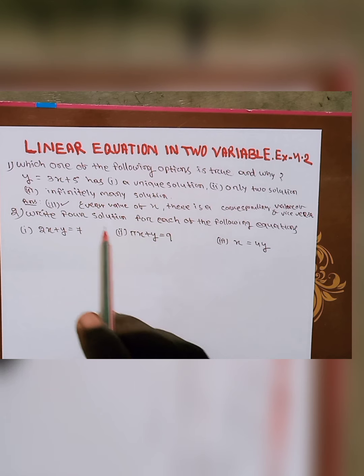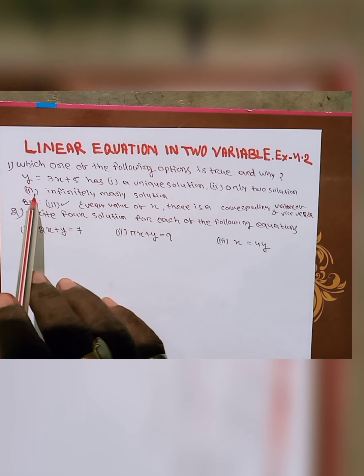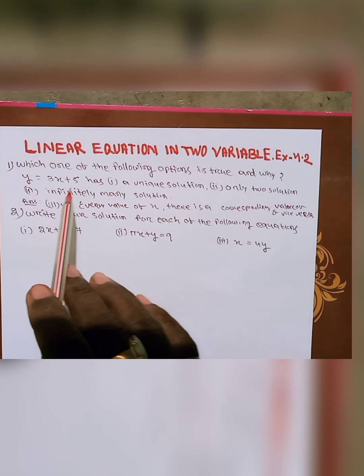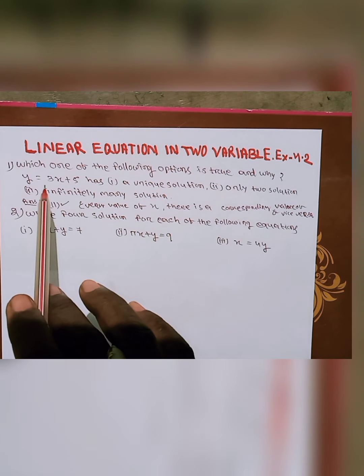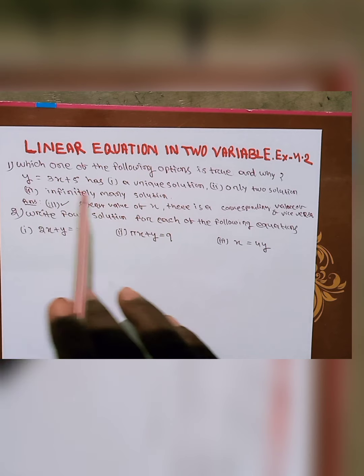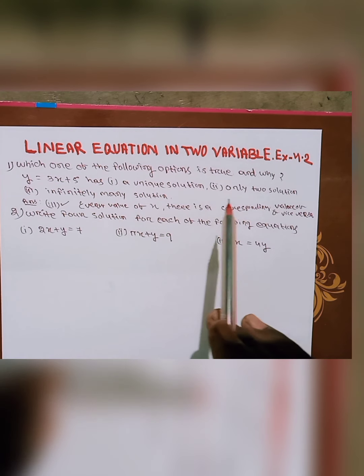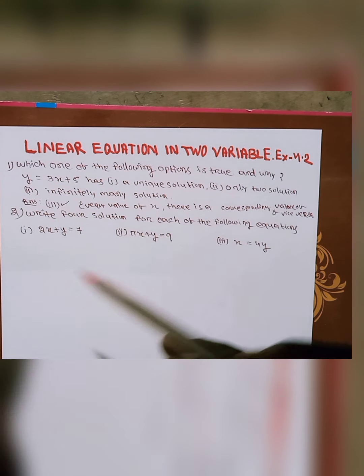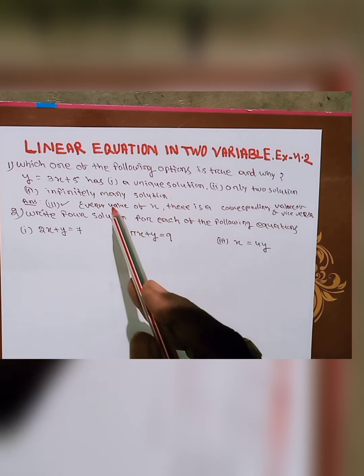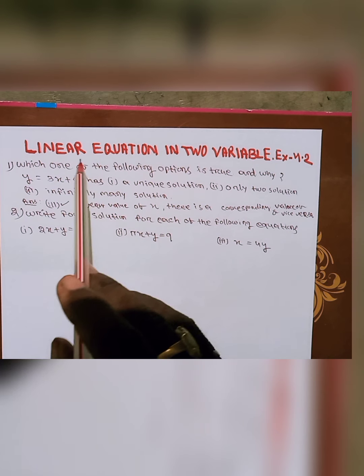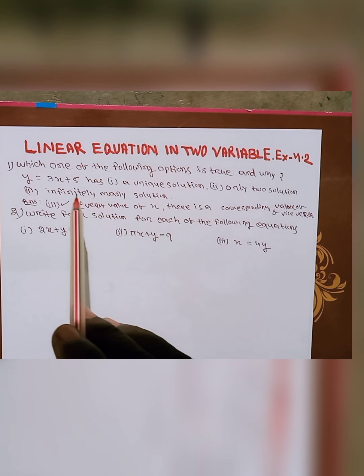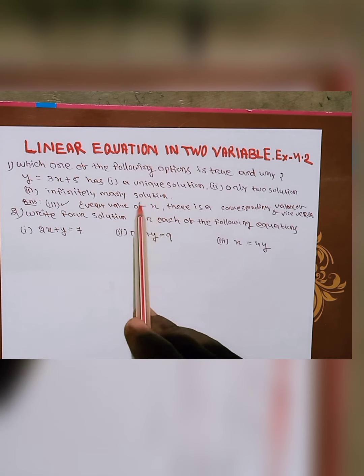That means, as y is equal to 3x plus 5 is a linear equation in two variables, the graph of this linear equation is a straight line. The straight line has infinitely many points. So, the linear equation has infinitely many solutions.